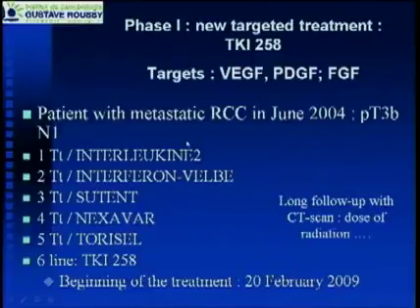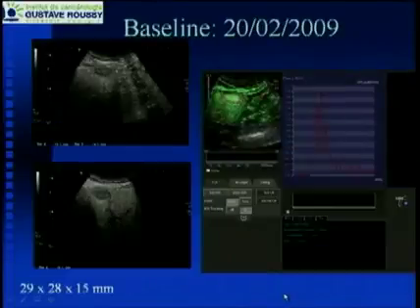So the story of this patient: he had metastatic renal cell carcinoma. We started at the beginning with interleukin-2. He had a relapse. We moved to interferon. He had a relapse. We moved to Sutent, after that Nexava, after that Torisel. And finally, we started a new drug from Novartis. This is a multi-tyrosine kinase inhibitor. And we started in February 2009.